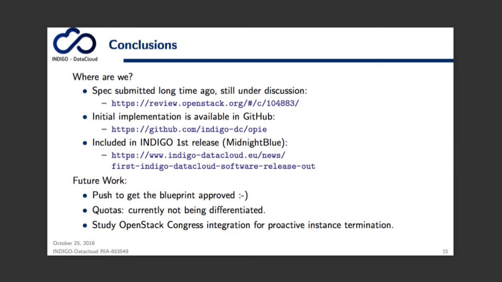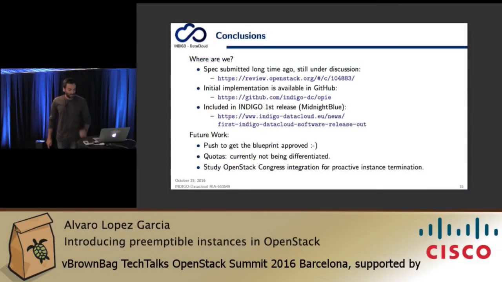So some conclusions, where we are. We submitted a spec for this to Nova a long time ago. It is still under discussion. To be honest, we didn't have enough time to push for it as it deserves, presenting this at the OpenStack summits and so on, but we will try to do so. The first implementation is available on GitHub at the URL that you can see there. This has been released in the first INDIGO release, named Midnight Blue, and is available packaged for Red Hat and Ubuntu. This is based on Liberty though.